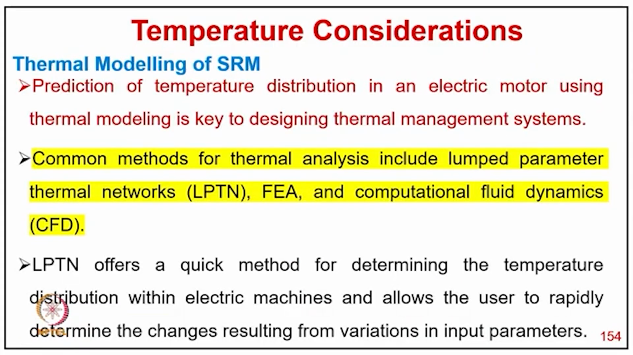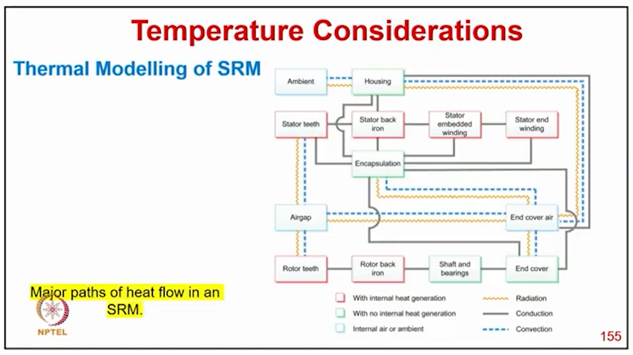So now coming to thermal modeling of a reluctance motor. The prediction of temperature distribution in an electric motor using thermal modeling is the key to designing the thermal management scheme. Common methods for thermal analysis include the lumped parameter thermal network, LPTN, pure finite element analysis, and computational fluid dynamics, CFD. The LPTN offers a quick method for determining the temperature distribution within electrical machines and allows the user to rapidly determine the changes resulting from variation in the input parameters.